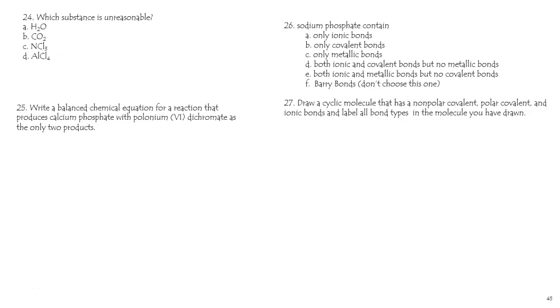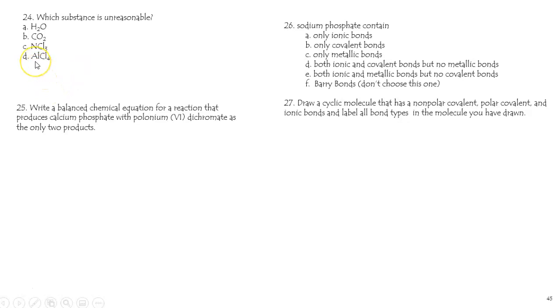We're now on the last page, page 5 of the bonding practice test. Which substance is unreasonable? Well, that looks fine for water, H2O: hydrogen has its one bond, oxygen two. This looks reasonable, carbon dioxide. And this looks reasonable, nitrogen likes to form 3 bonds, chlorine 1, so NCl3 is fine.